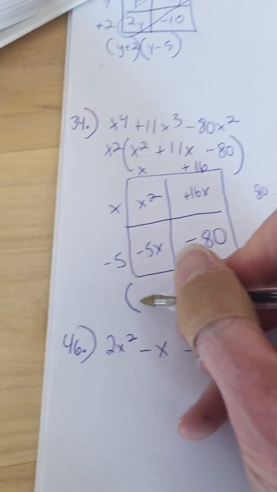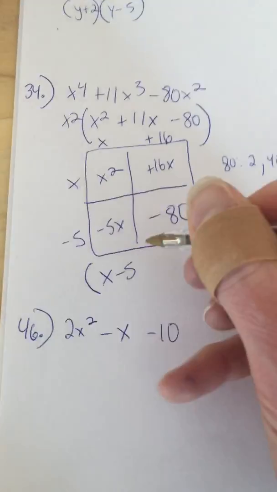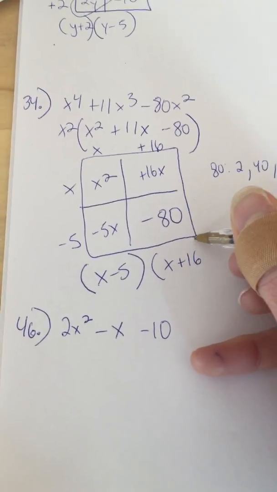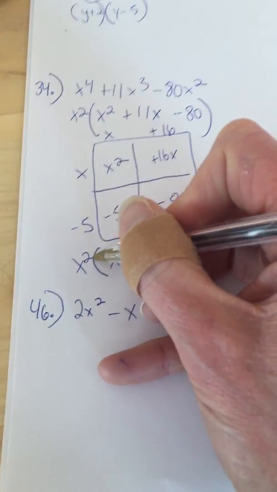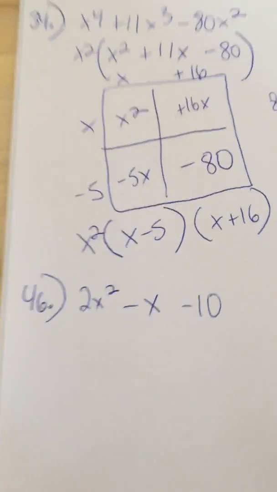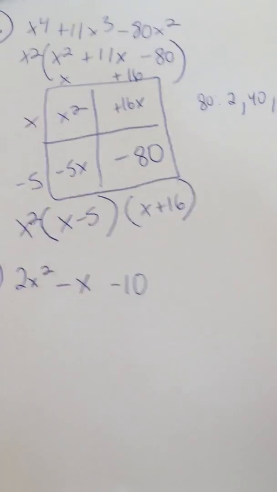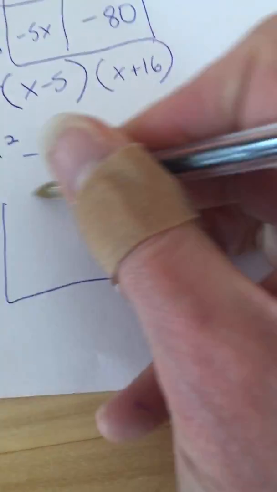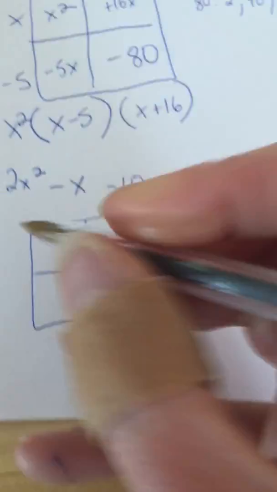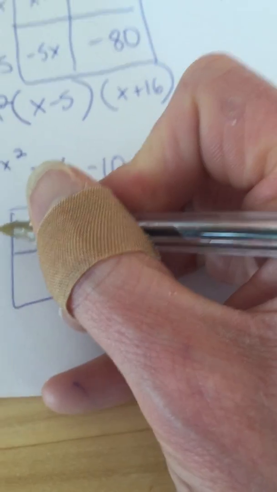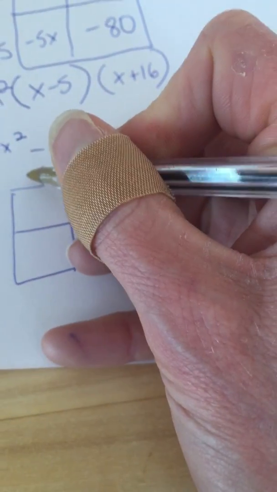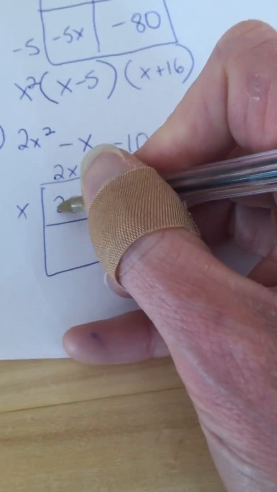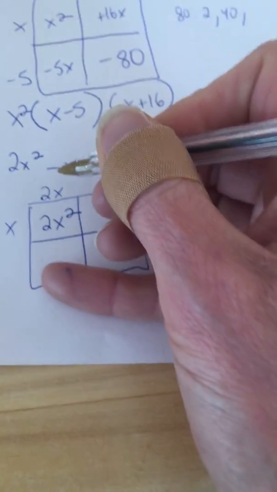So again, I have x minus 5, and I have x plus 16, but I can't forget this x squared that I pulled out, so there's the answer. And now the next problem, basically, is a little bit harder because it's not just an x squared, so you've got to figure out the coefficients. But really, x times 2x will give you 2x squared.